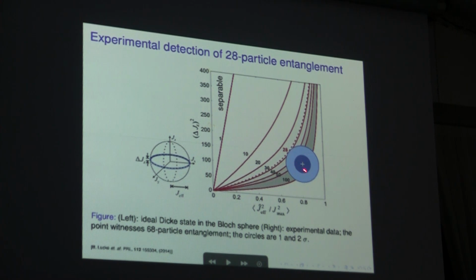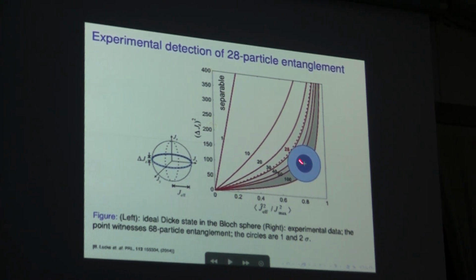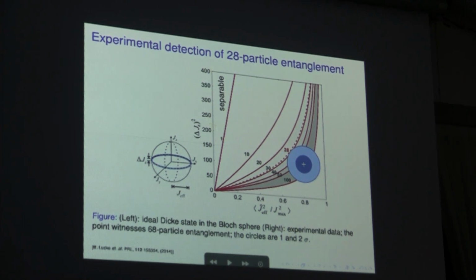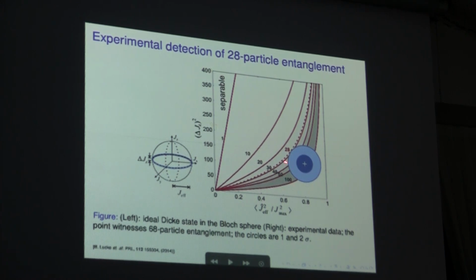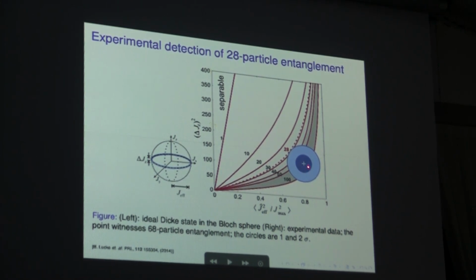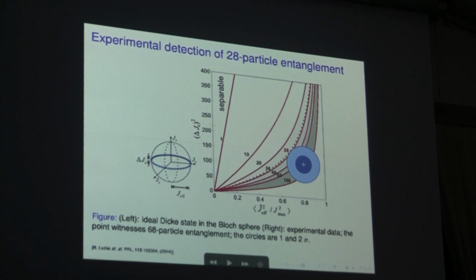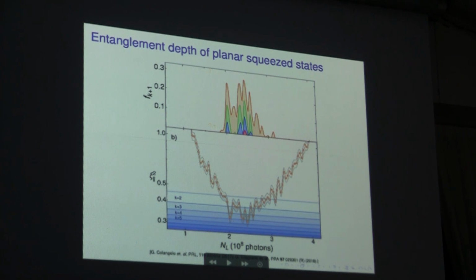You measure your collective variances, you get a point, and you get some standard deviations and so on, and then you can tell in your confidence region what the depth of entanglement is. In this case, this was again in Carsten Klempt's group, an experiment in which the point is at something like 68, and within 2 standard deviations it goes to 28. Okay, and maybe I don't give much more detail here.